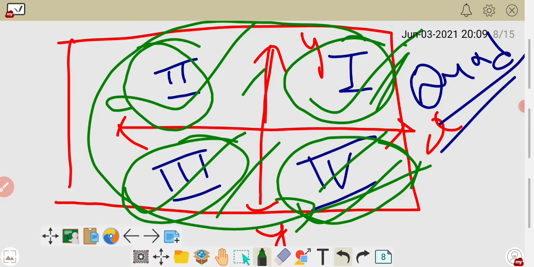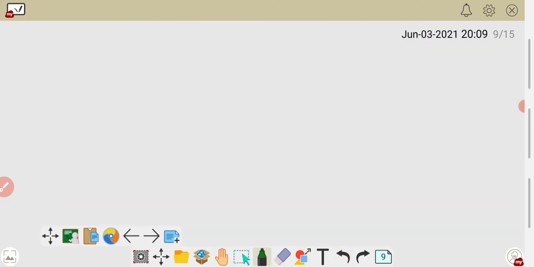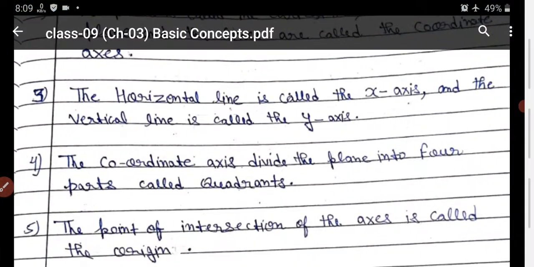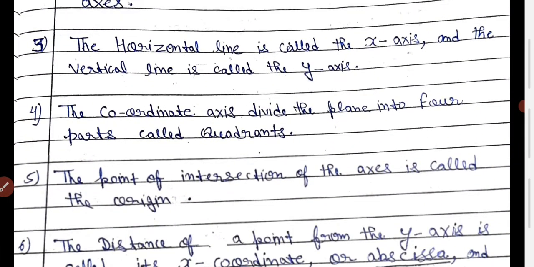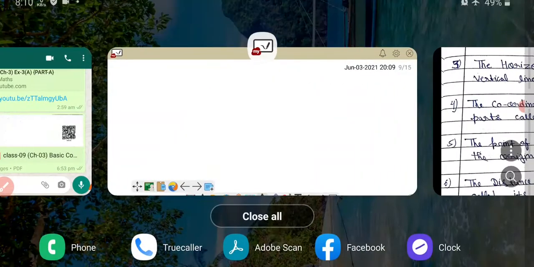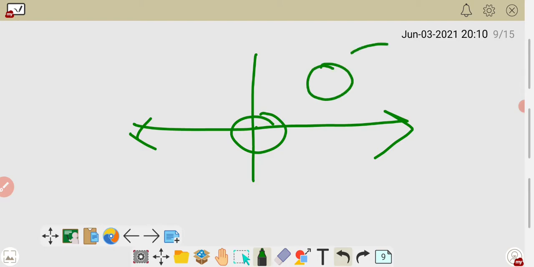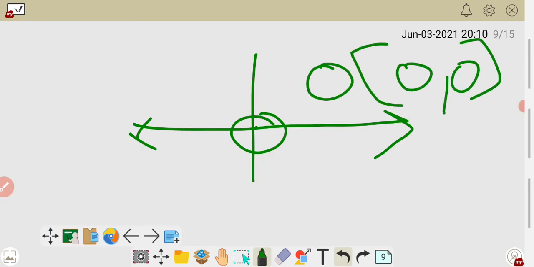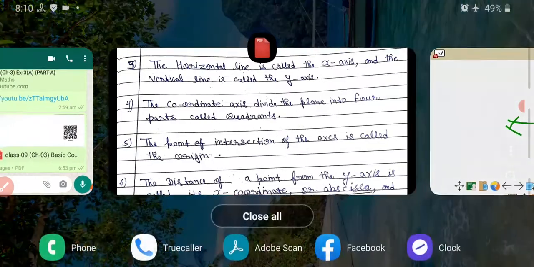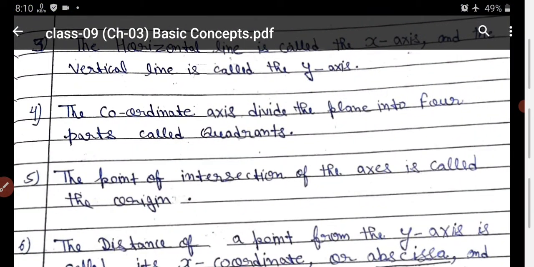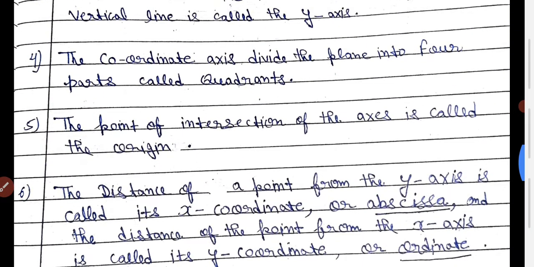Now come to the next point. The point of intersection of the axes is called the origin. As I told you, where these two axes intersect, it is known as what? Origin. And the coordinate of the origin is always (0, 0), as I told you. So the point of intersection of the axes, meaning x and y both, is called the origin.